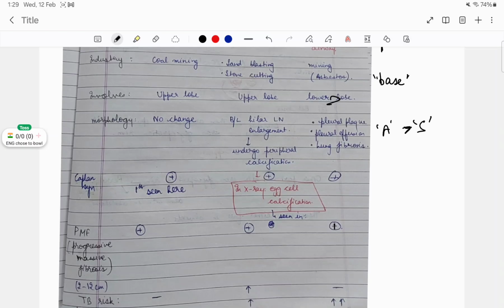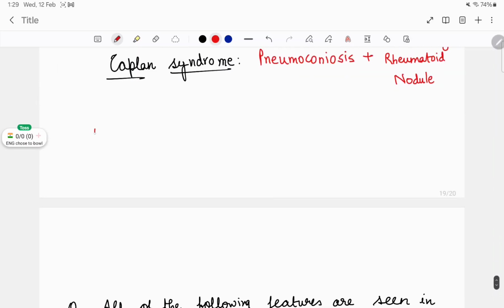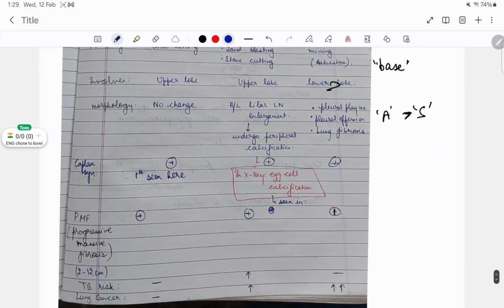more specifically it will lead to mesothelioma. So two questions will come. First question, which cancer is it associated with? It is associated with adenocarcinoma. More specific for asbestosis, it is mesothelioma. These are two individual questions which have been asked in your exams.